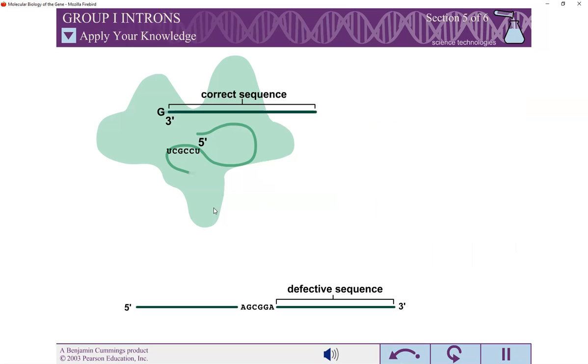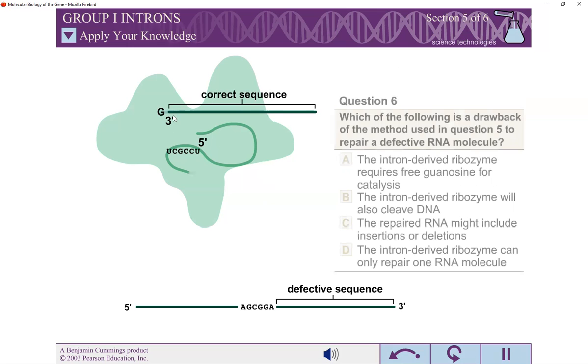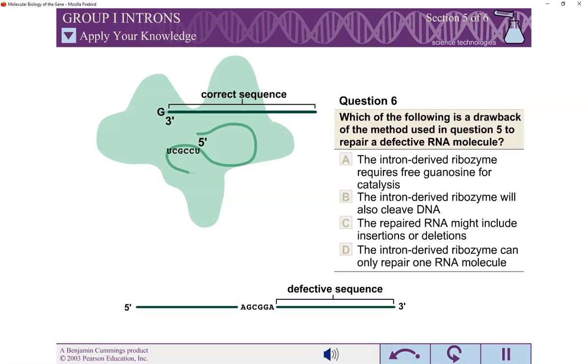This would be the correct sequence that would be there, and the defective sequence will be replaced with the correct sequence by ligation.